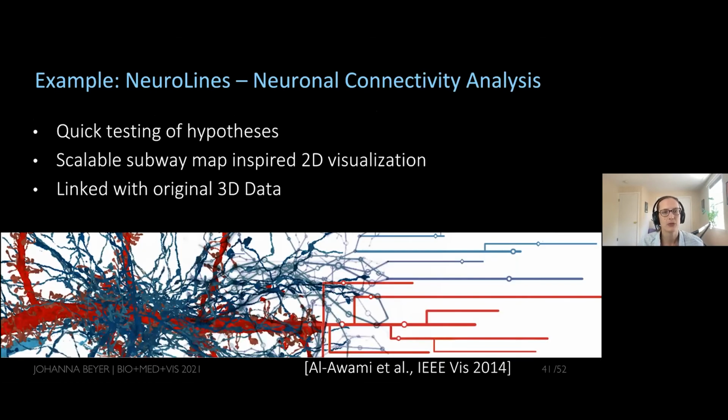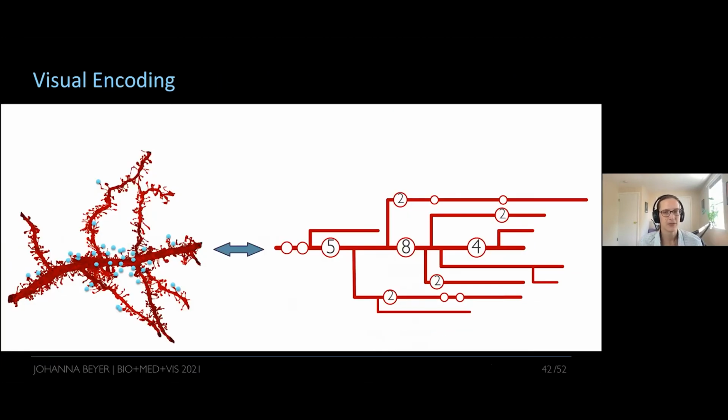And one example here would be Neuraline. This is a tool that's inspired by a subway map, where the idea is you go from the original 3D structure to a simplified 2D map, where you still see some information of the old data. So here's an example of this. On the left, you can see the original 3D rendering of a dendrite, and on the right, you can see an abstracted 2D representation of it, where to go from the left to the right, you first compute the skeleton.